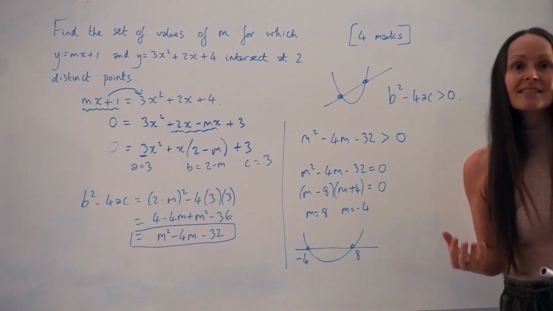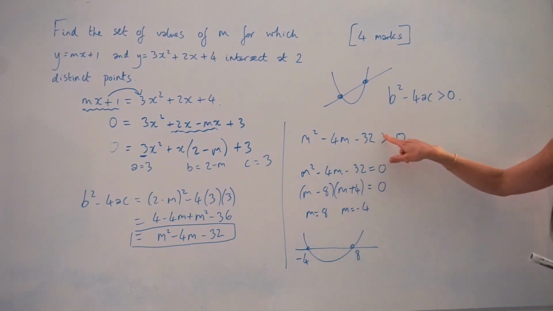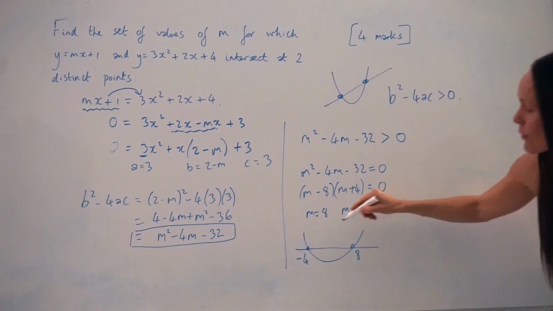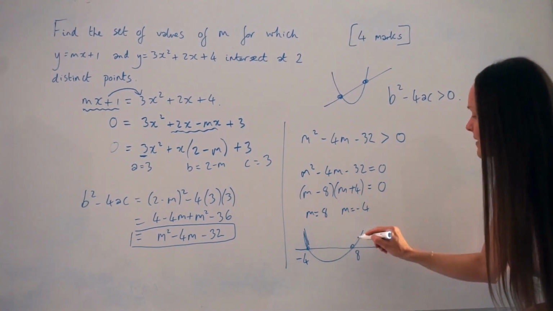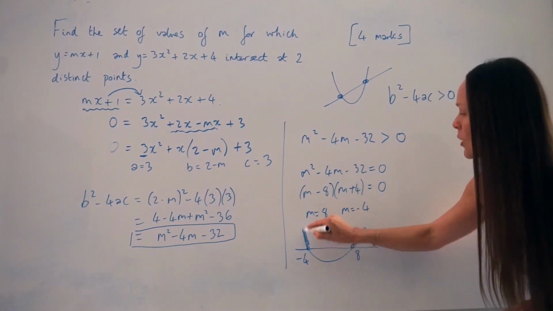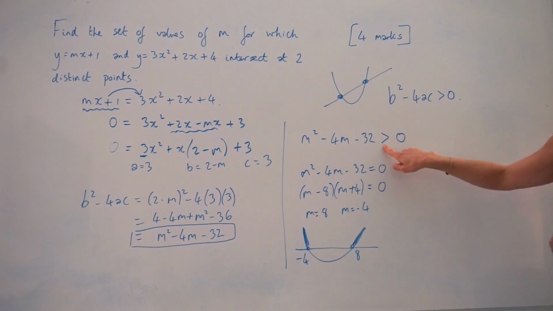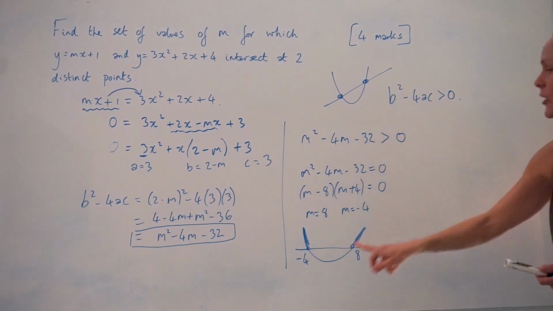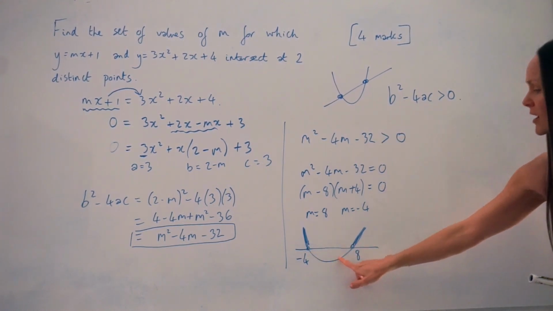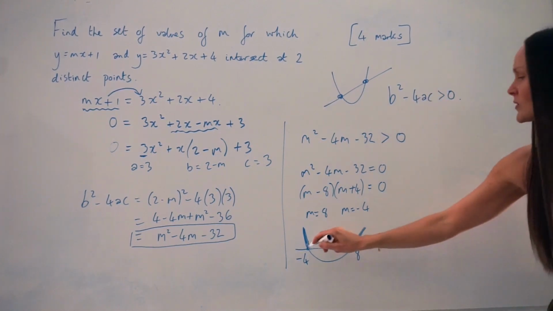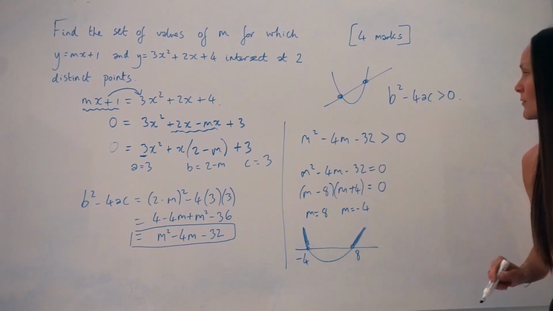Now the inequality says that this quadratic is greater than 0. That means we're interested in everything above the x-axis. Okay, I'm just going to shade it in bold. So that's the part that we're interested in. Had the inequality sign been the other way around, so smaller than 0, we would have shaded everything underneath the x-axis. Okay, so it's greater than 0, so it's these parts that we want to find the values of m for.